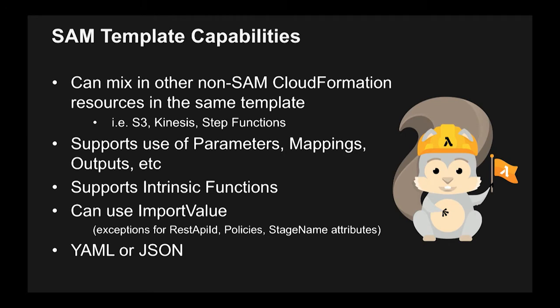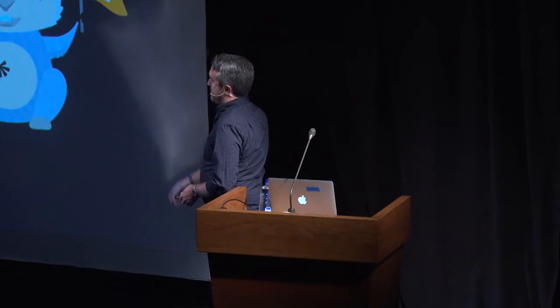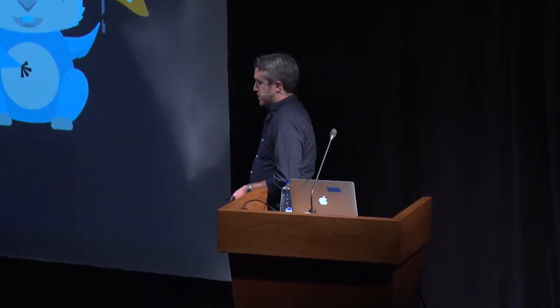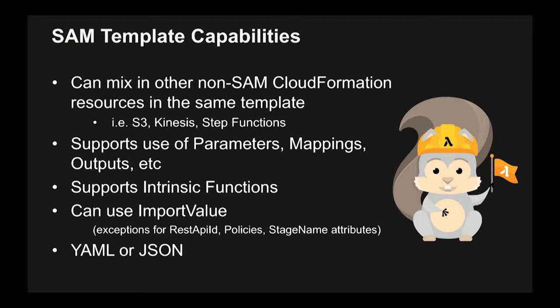I already said this first bullet point here. Again, it supports things like parameters, mappings, outputs, intrinsic functions. You can use import values, so you can do things like cross-stack references, and YAML or JSON, and SAM is waving its little flag here.